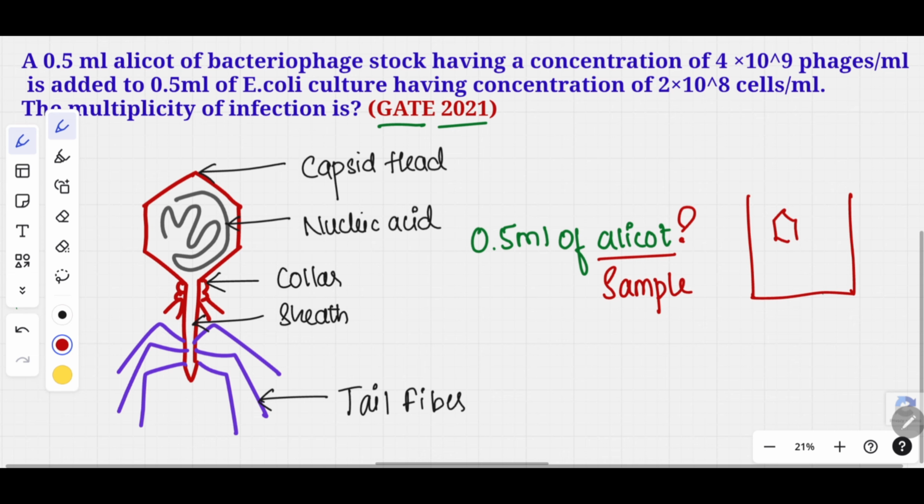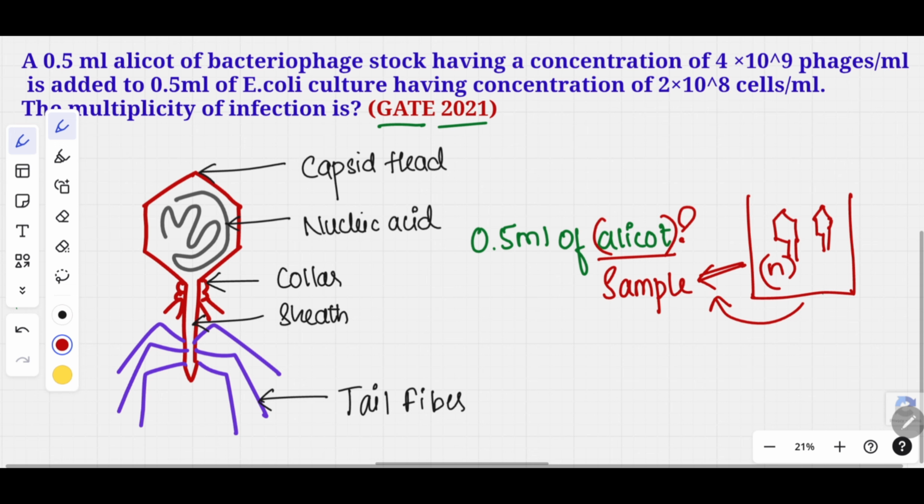There are n number of bacteriophages. From this they have taken a sample. What is this sample taken for? It could be for a biological analysis or for different kinds of treatments. So when a small portion of the whole is taken for any biological analysis or for other treatments, it is referred to as an aliquot.